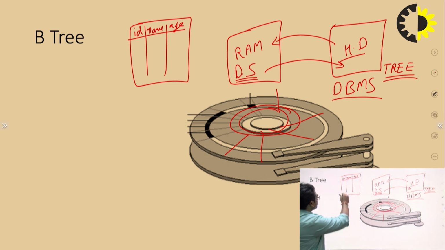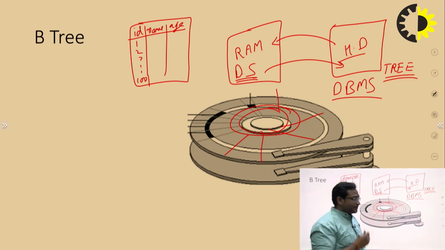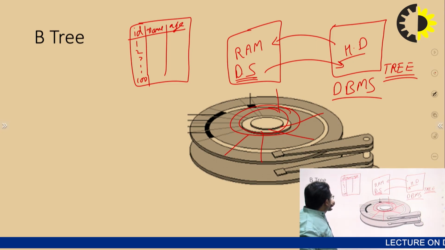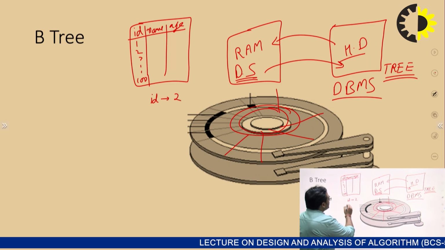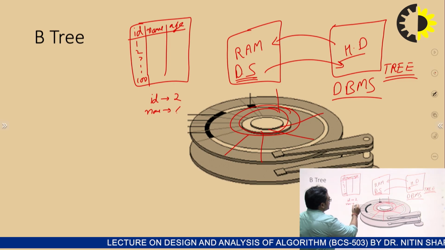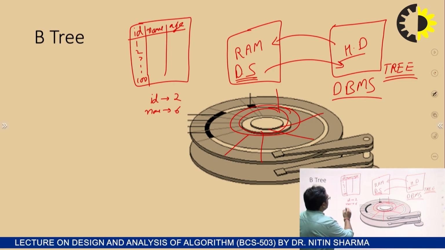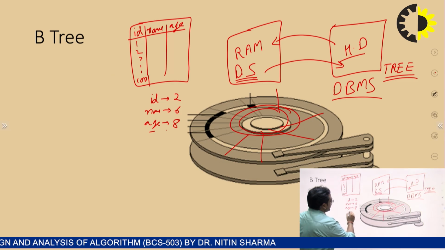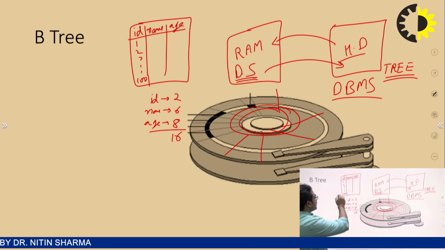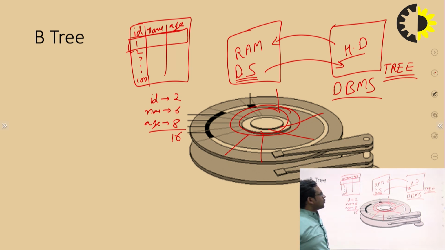Suppose I'm having 1, 2, 3, and so on, 100 records. So I'm having 100 records, right? Suppose that ID is taking 2 bits, name is taking 6 bits, and age is taking 8. So total is 16. That is a single row. If I want to store a single row into the disk, 16 bits are required on the disk.